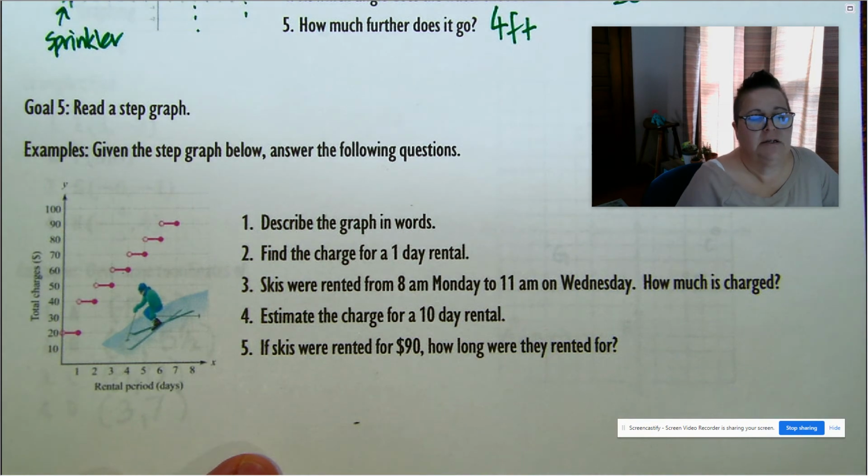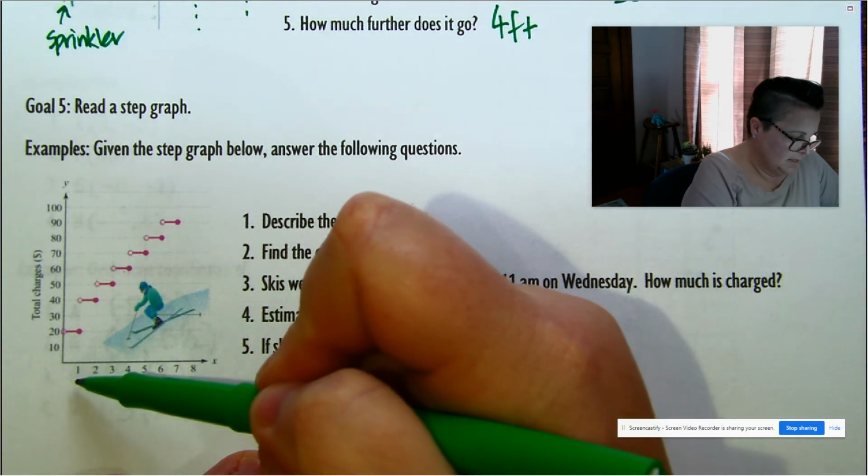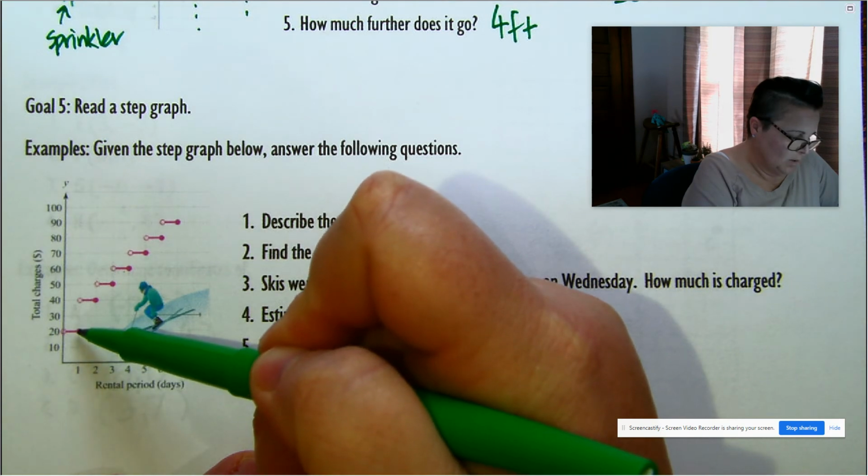Okay. So what is this graph? This graph in words tracks the pricing of the rental of skis. It compares the rental period in days to the total amount charged. Okay. Find the charge for a 1-day rental. For a 1-day rental, that charge is $20.